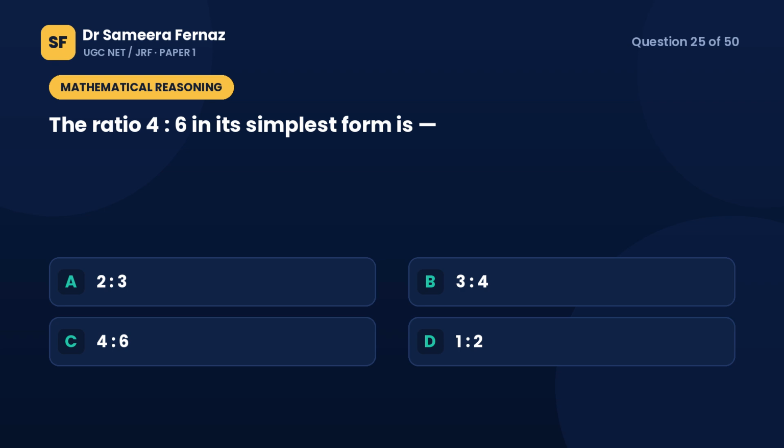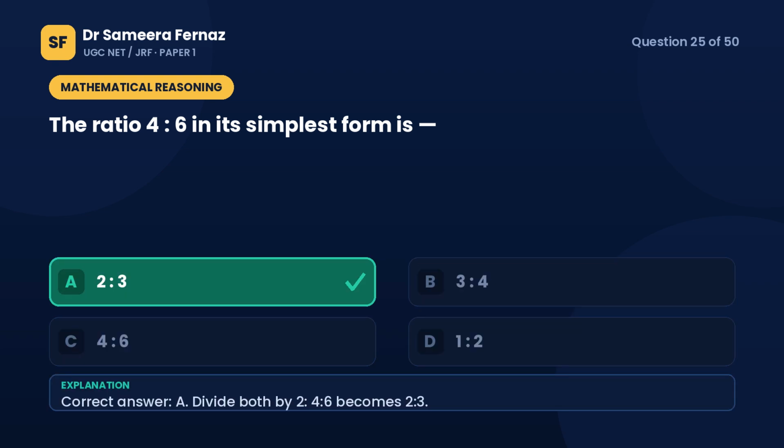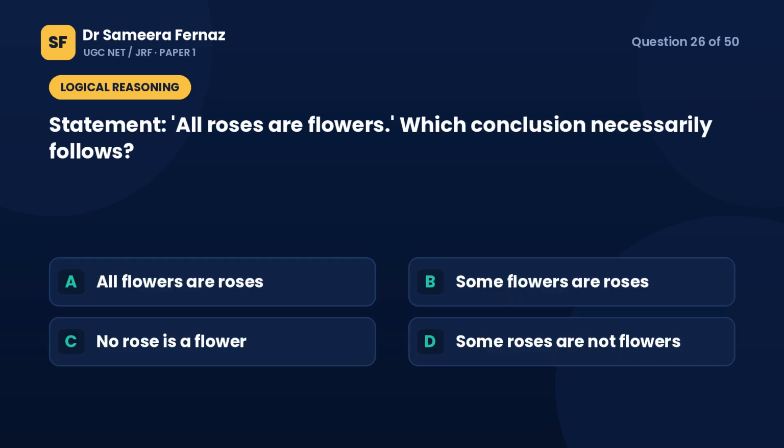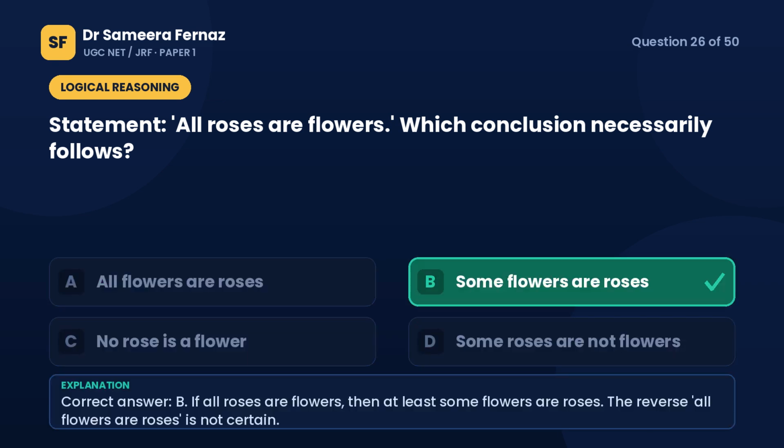Question number 24, Mathematical reasoning. Spot the odd one. 2, 3, 5, 7, 9. So the answer is option A, 9. The rest are prime numbers. 9 is 3 times 3.